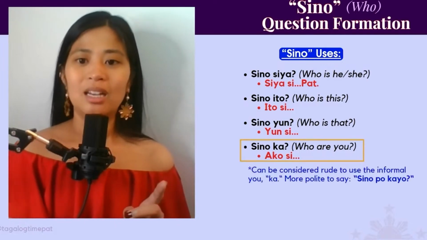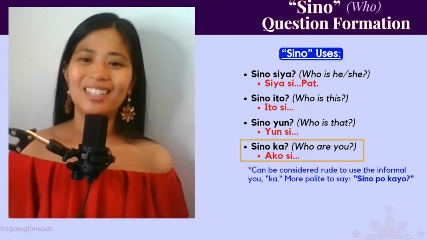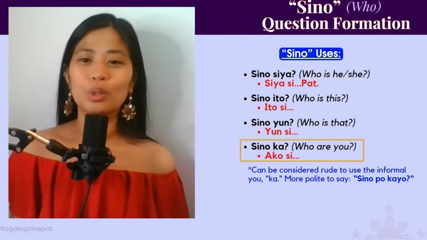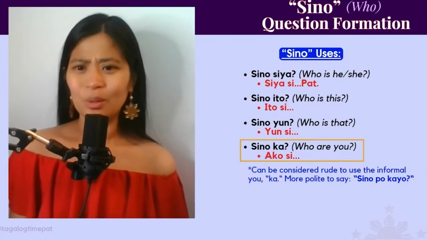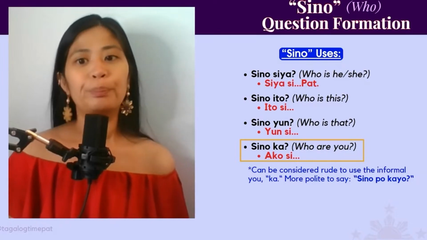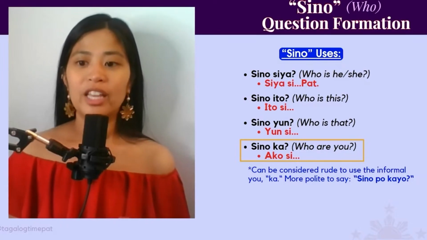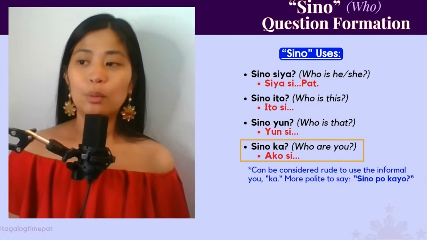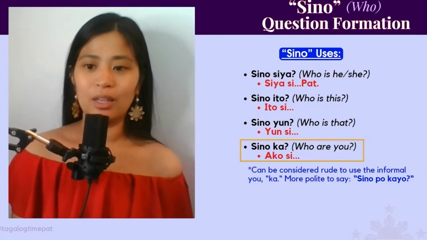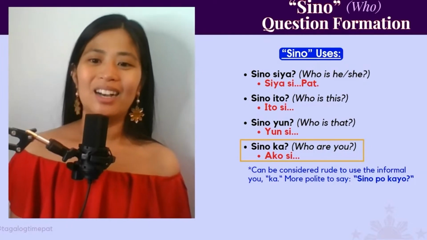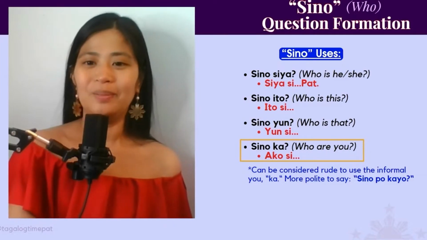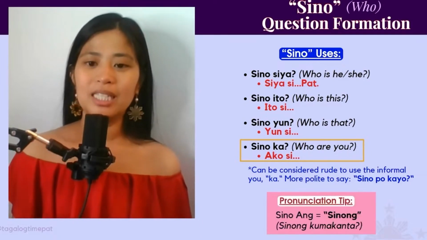Now, I do want to say, you really shouldn't say sino ka if you want to be polite. Sino ka is kind of rude or just a little blunt. So it would be more polite to say, sino po kayo? For one thing, add po to be respectful. And when you're adding po, you have to use the plural you pronoun. So kayo, sino po kayo? That's a lot more polite instead of saying sino ka, if you want to ask, who are you again? Sino po kayo?